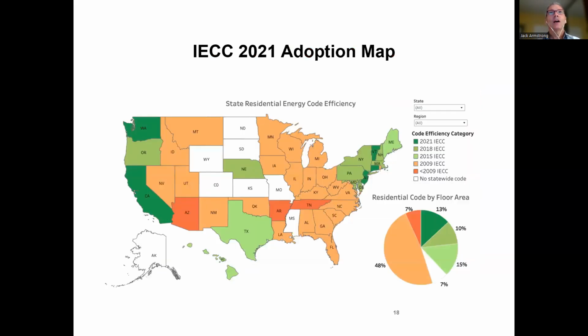Here is a chart of how the adoption is for the current codes. Over here on the far right, you can see the various code cycles, the 2021 cycle, 2018, 2015, and then by color, you can actually see which percentage of the country by residential floor area has adopted. And so 48%, as you can see, are still on this 2009 code. That's this orangish color. You can see the majority of states are there. California, Washington, Vermont, you can see are part of this 13% that are the most current code, 2021, and others are somewhere in between.